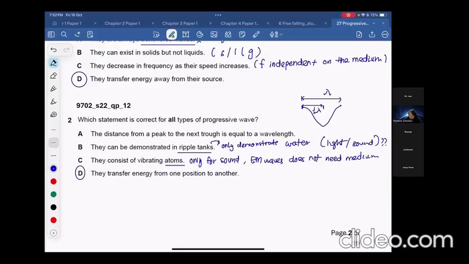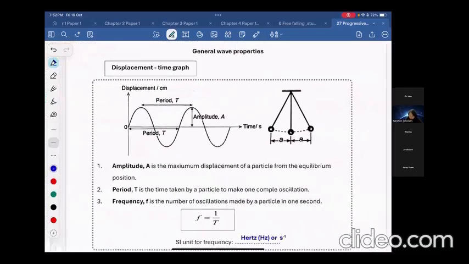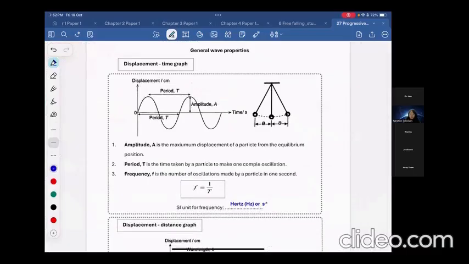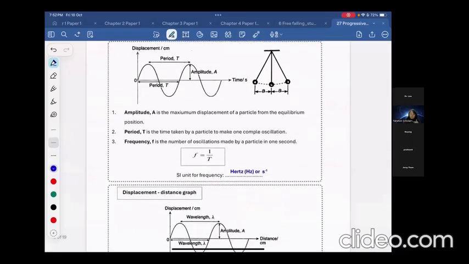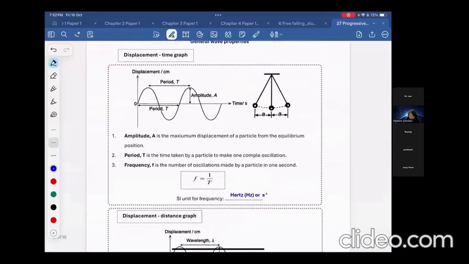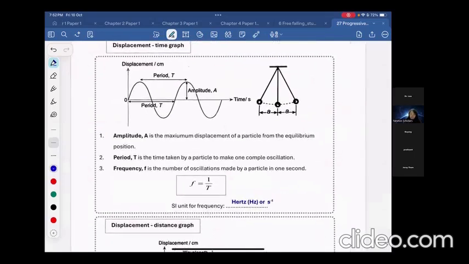Okay, dear, here actually there is nothing to say because we have learned this. Just the questions become harder only. Okay, we have two graphs, the displacement time graph and the displacement distance graph. So here from this displacement time graph, we can know two pieces of information. One is called period, because this is time. From the time taken for one complete wave, that is period.